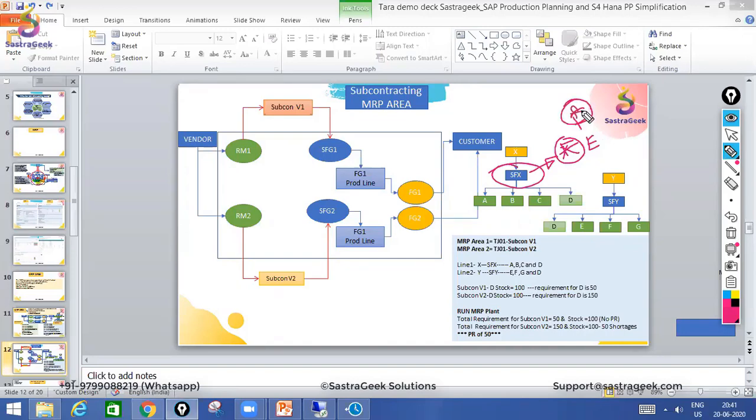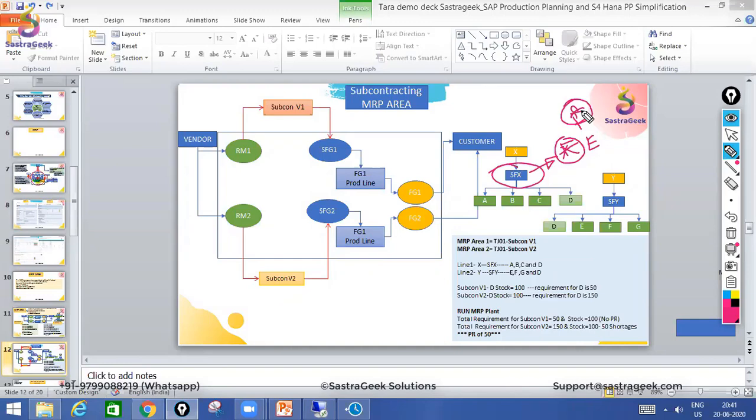Then we will convert this PR to a subcon PO. For that, we need to do some master data setup, like creating a subcontracting vendor. We need to create vendor info records, right? When I'm creating the subcon PO, that PO will have a component allocation. The system will explode the BOM and automatically say, okay, A, B, C, D, this many materials we need to send to the subcontractor, right?